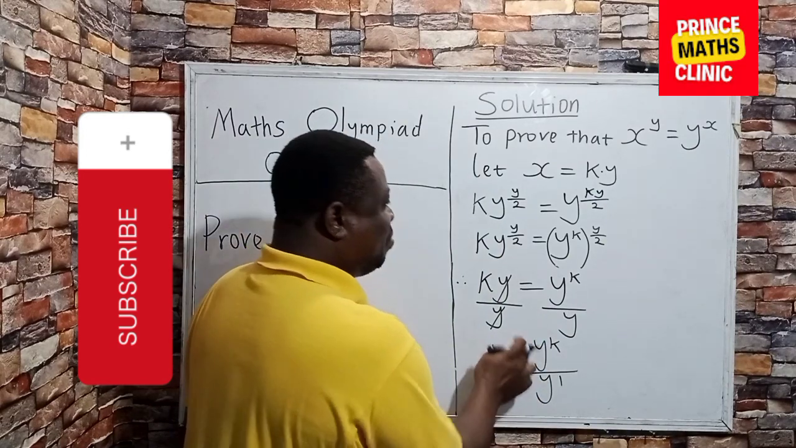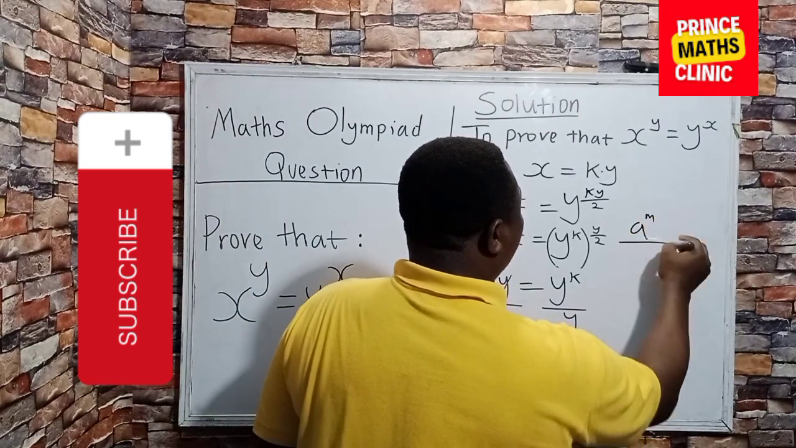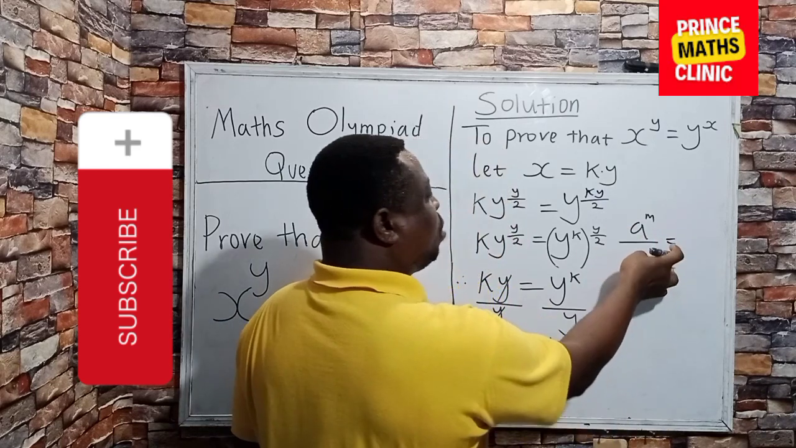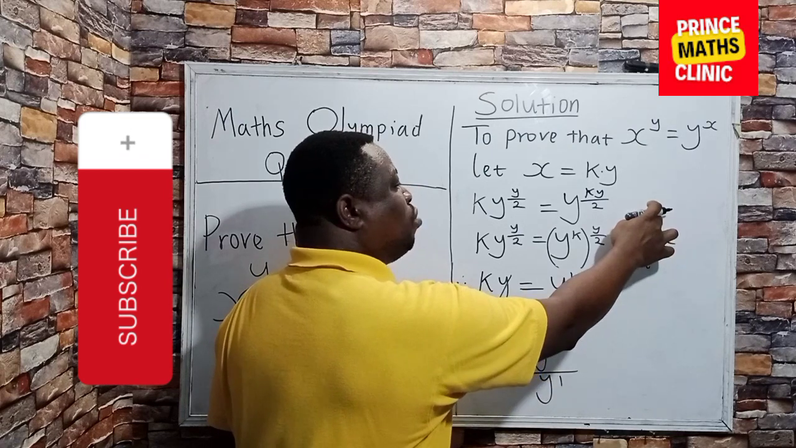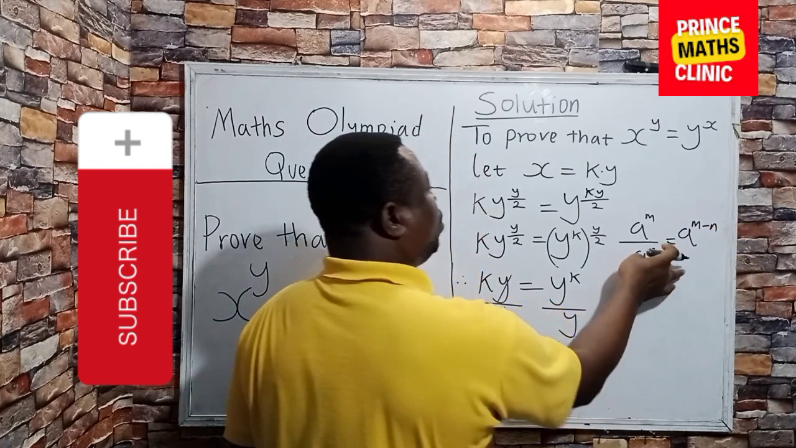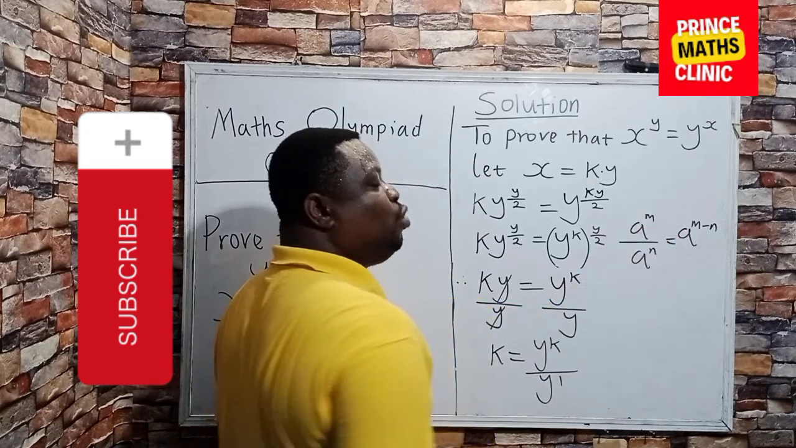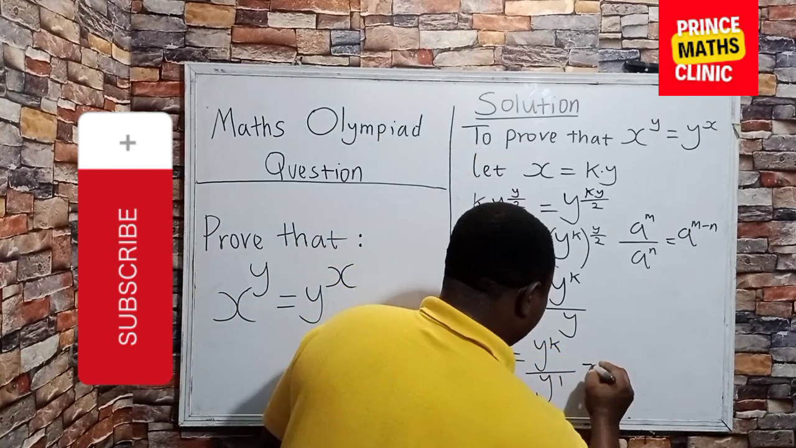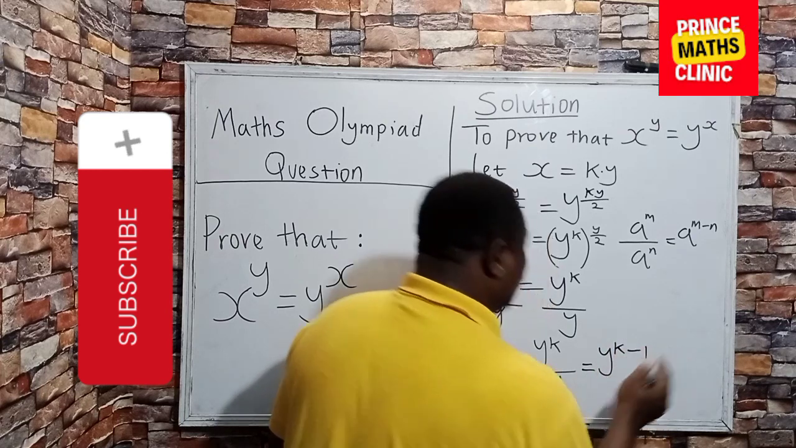The bases are the same. And in indices, when you have a to the power of m over a to the power of n, as long as the bases are the same, you subtract the power at the denominator from the power of the numerator. So it becomes a to the power of m minus n. Good. So applying that here, this becomes y to the power of k minus 1.